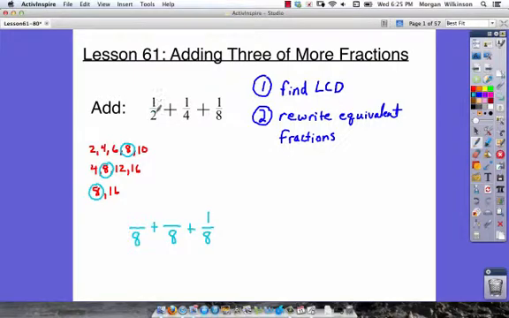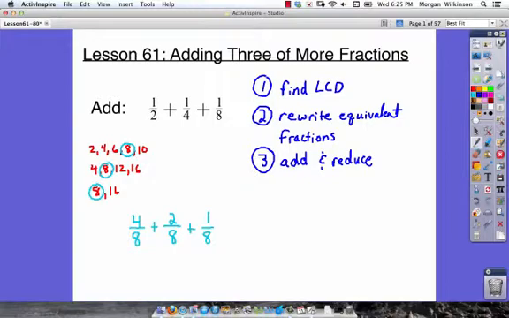We know 1/2 is going to be the same as 4 out of 8, because 4 is half of 8. And 1/4 must be 2/8. So now we've rewritten equivalent fractions. Step 3? Well, step 3, add and reduce. And we reduce only if necessary.